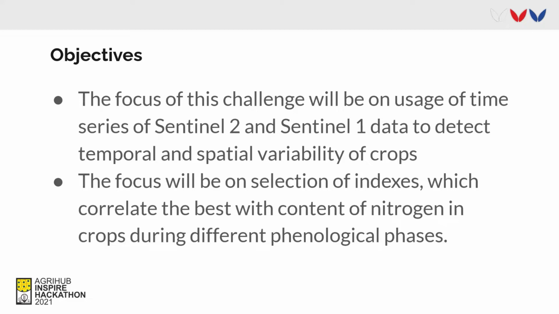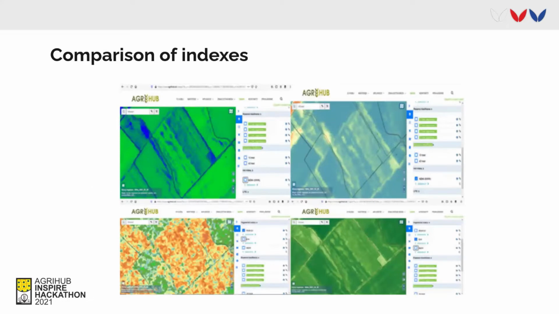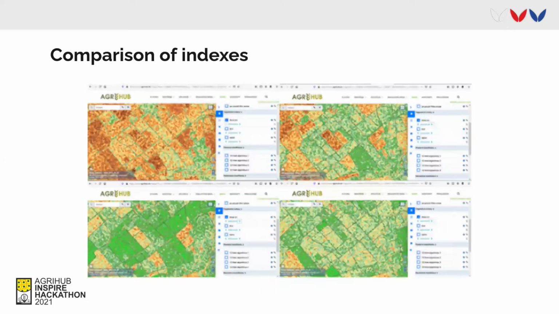So we will be very happy to share our knowledge and experiences with other teams and to cooperate on the development. Here you can see the comparison of different indexes. The 3 images are from Sentinel-2. This one, which is noisy, is from Sentinel-1, and this is the main reason why we need to do much more tests with Sentinel-1 to be able to use it for monitoring of the crop status.